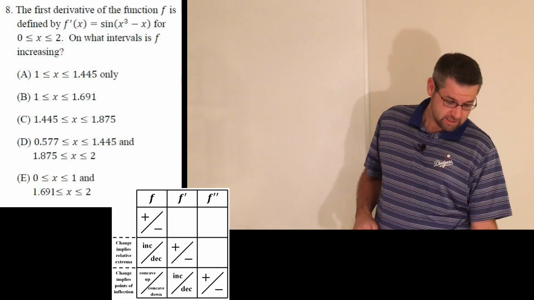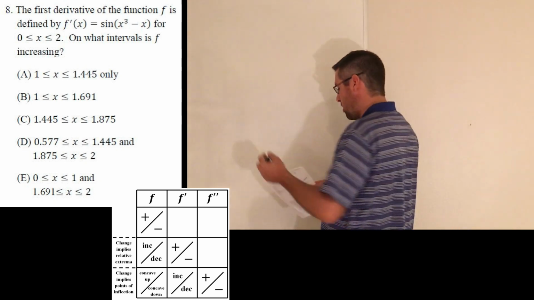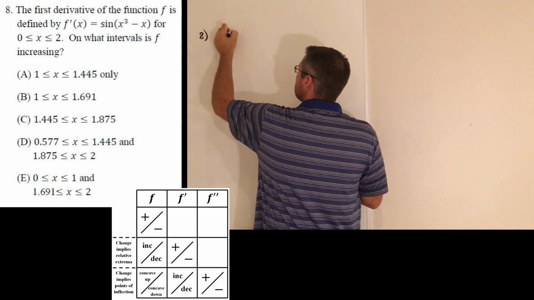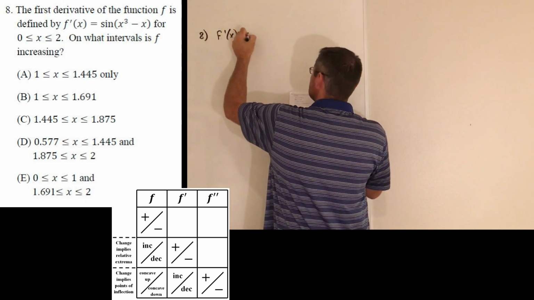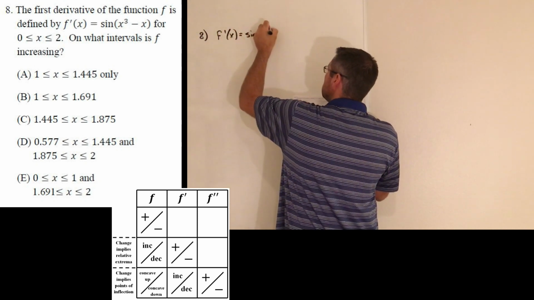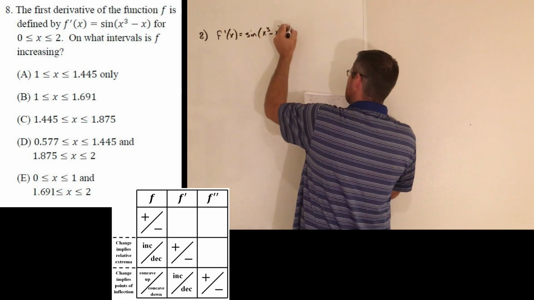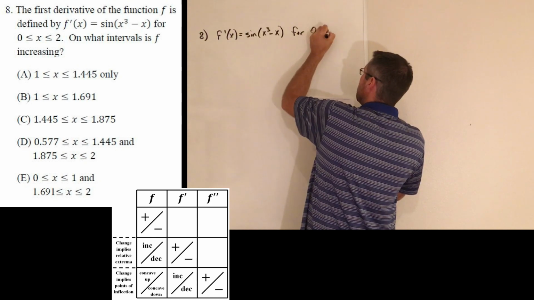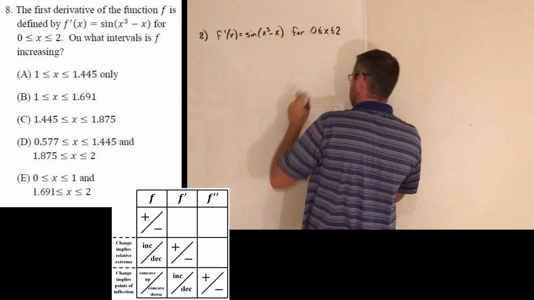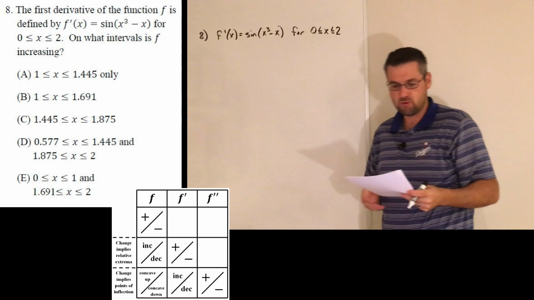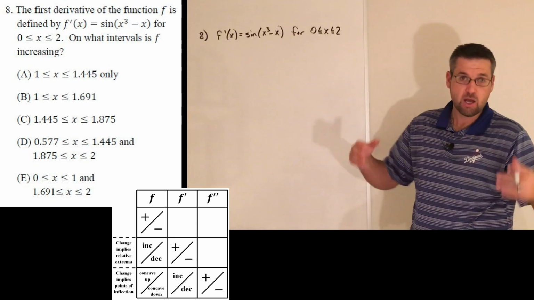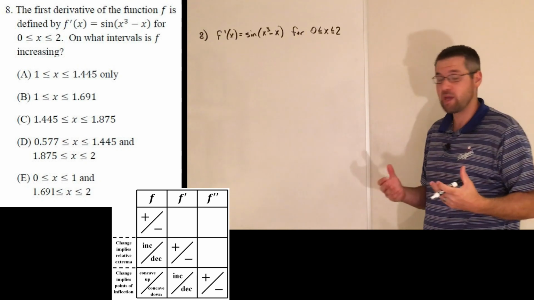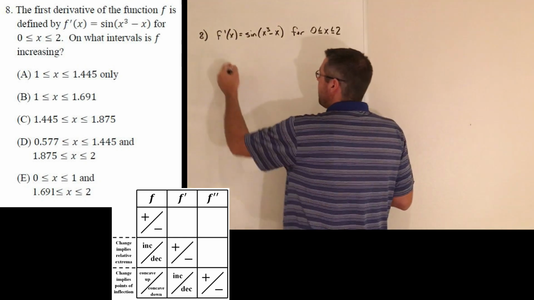All right, for number 8, we're given f prime of x. Write that down real fast. So f prime of x is equal to sine of x cubed minus x, for the interval 0 is less than or equal to x is less than or equal to 2. And we're looking for the intervals for which f is increasing. So again, the first thing we want to do is make sure we justify what we're looking for before we actually solve the problem. So f is increasing.